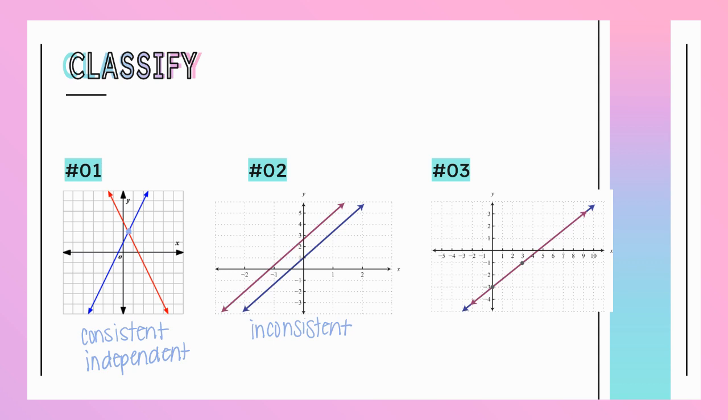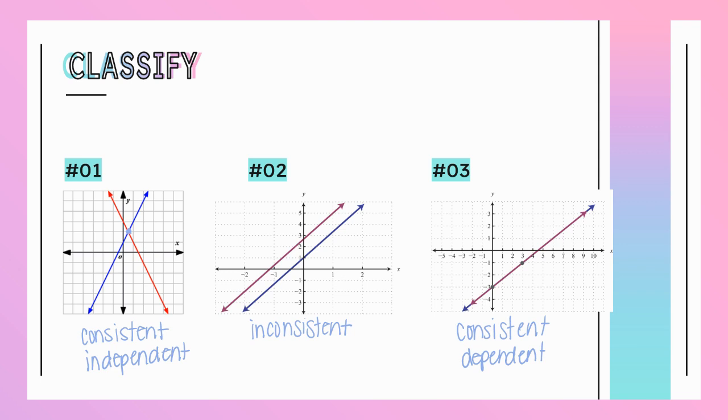And number 3 here, these are obviously two lines on top of each other. We've got a blue and a reddish purple, whatever, on top of each other. Therefore, these are the same line and they intersect at infinitely many points, at every point. Therefore, this is a consistent system because they do intersect, but it is dependent because the two lines are dependent on each other, versus where they intersect at one point, they would be independent.